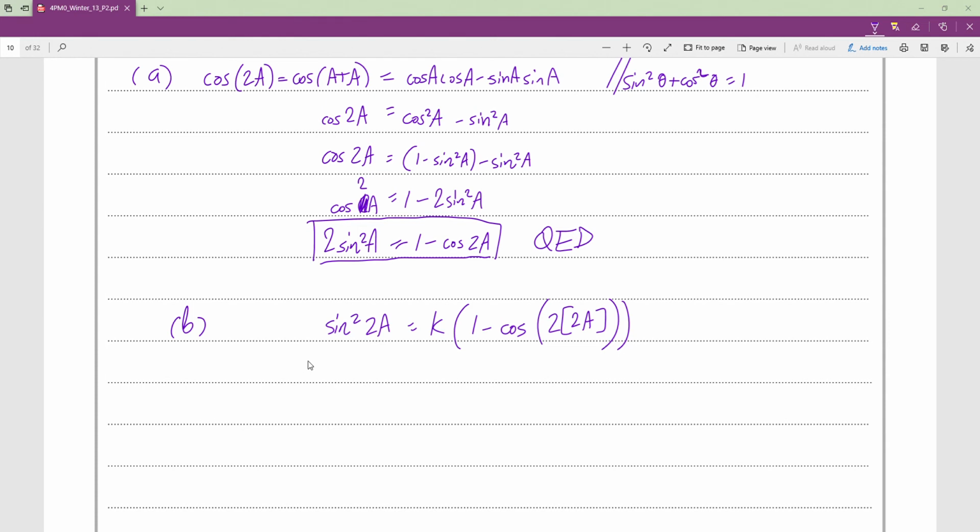2 sin squared 2a is 2k(1 minus cos 4a). Now, why did I just multiply by 2? This is because I want to get it similar looking to this identity here. And if this is equal to 1 minus cos 4a by itself, without the k being multiplied to it, this must mean 2k is equal to 1, or k is equal to 1 over 2.